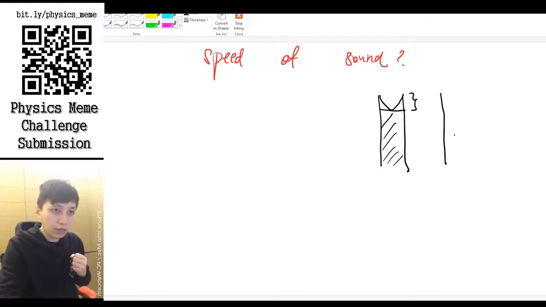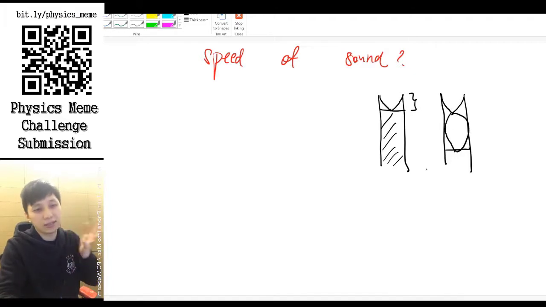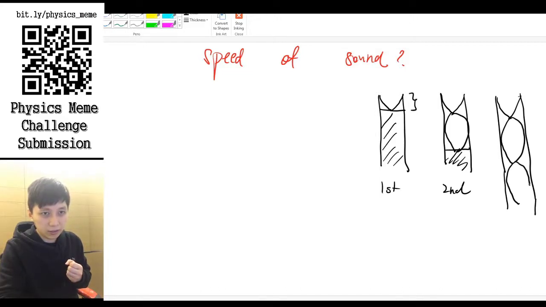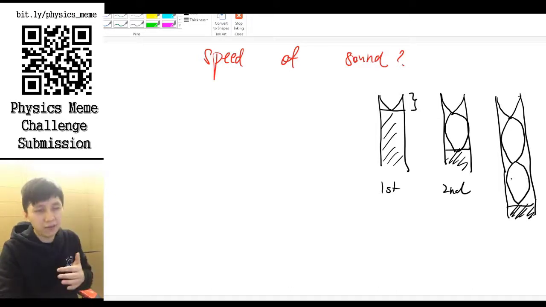And when the water goes down further, then you probably would have something like this, as the second harmonic. So first, second, and later on in the video, with a tube probably way longer, then you have something like this, when the water again hits a particular length, forming the third harmonic.